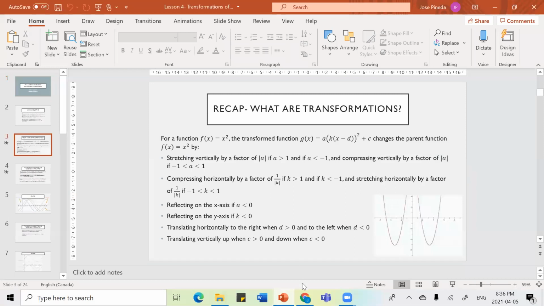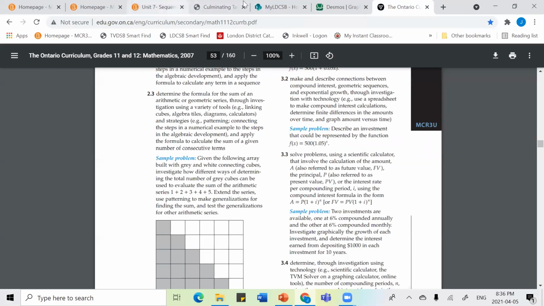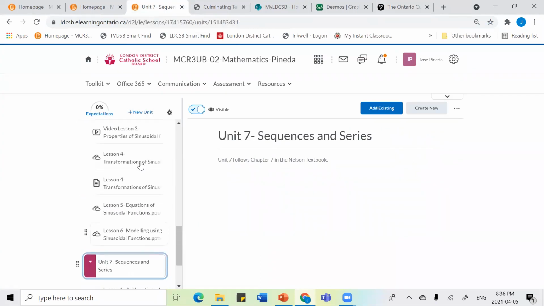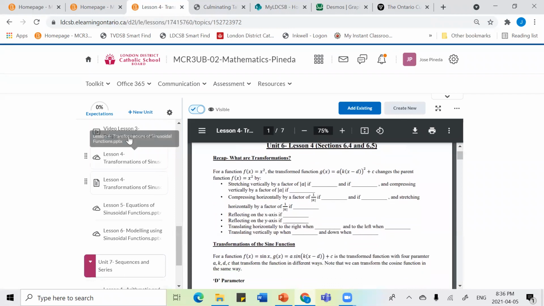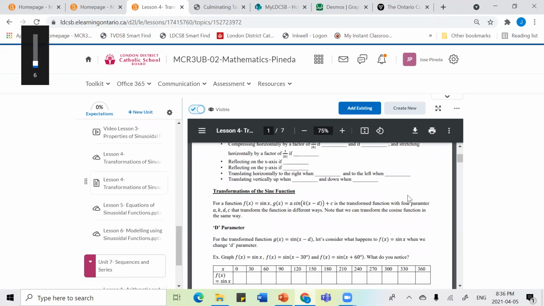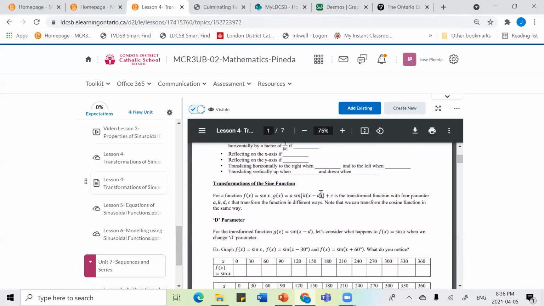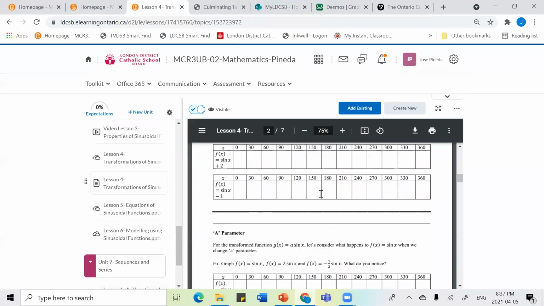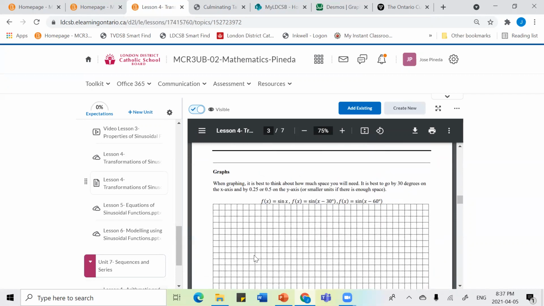So right before I get to that, as I mentioned already, I do want you to open up, if you have it, the note template. I know some of you may not have a printer. If you don't have access to print it, that's okay. But if you are able to print it out, I would recommend printing out the transformation of sinusoidal functions note template here, because you can use this to simply copy down the main points of the note. And probably most useful for most of you is the grids that are given to you for you to do the graphs.